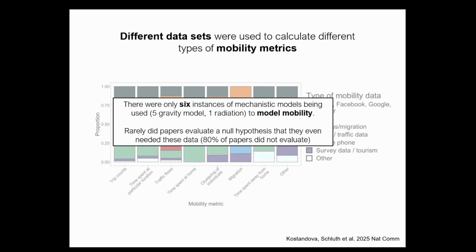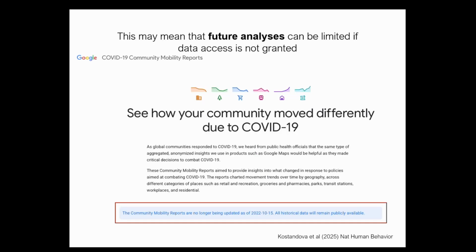And almost none of the papers evaluated if you even needed these data. Almost none of these papers were saying, I'm having a null hypothesis that I don't have the mobility data, and this is what I need in addition to having that data set. I think that for this group in particular, that's really important because a lot of those data sets are going offline, or they're not being made available anymore.